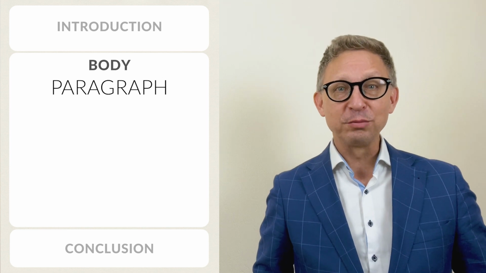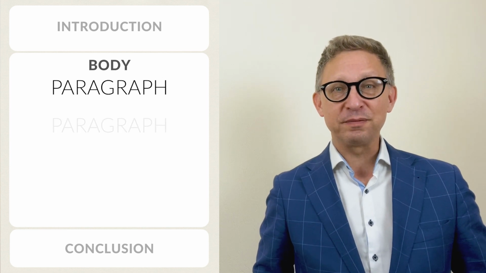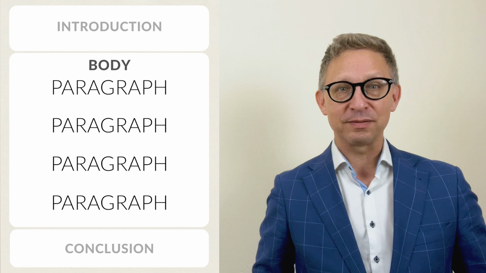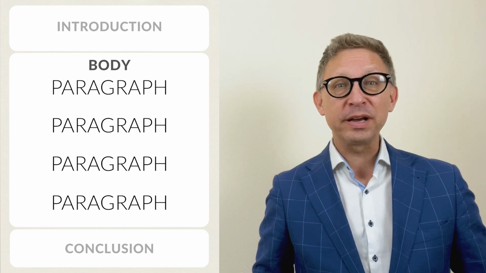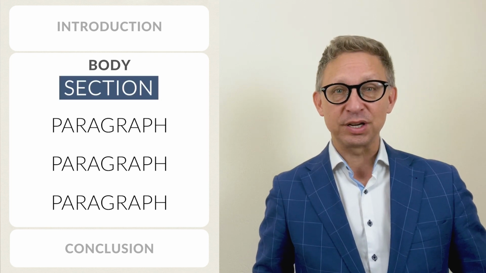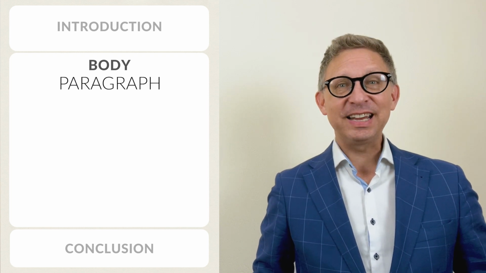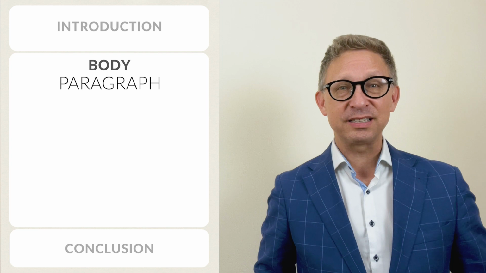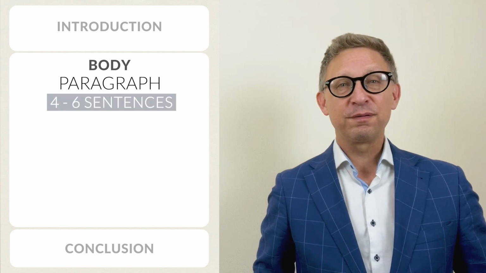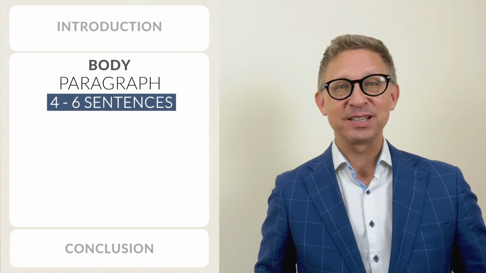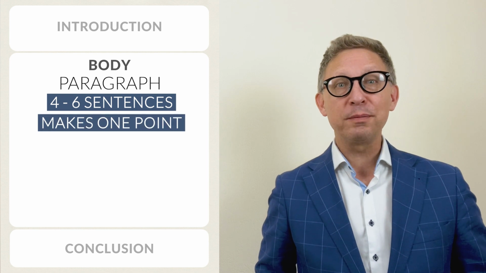Another common structural feature of formal or academic essays is the paragraph. Regardless of the genre, your essay will be divided into paragraphs. And if the essay is long enough, there might be sections consisting of several paragraphs. At any rate, each paragraph consists, on average, of 4 to 6 sentences and generally makes 1 point.